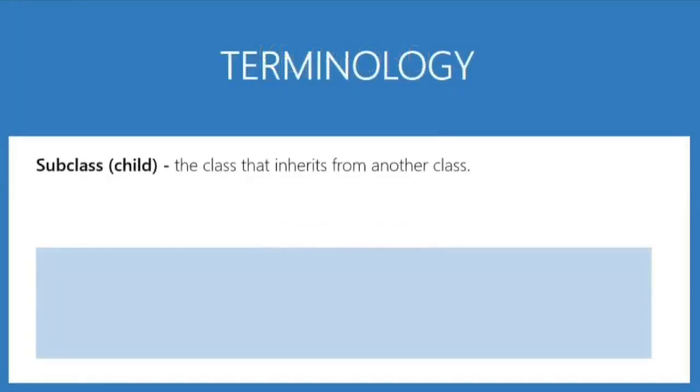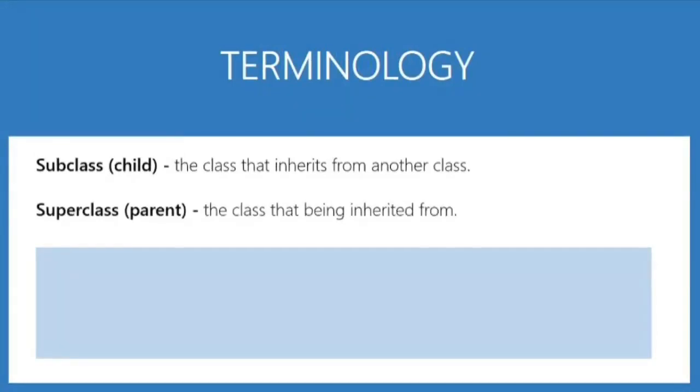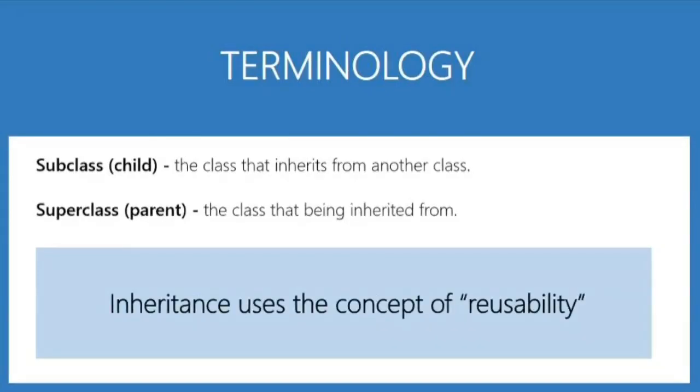In Java inheritance, we use the terminology subclass or child class, the class that inherits from another class. The second one is the superclass or parent class. It is the class that is being inherited from. Java inheritance uses the concept of reusability. The concept of reusability is that it facilitates us to reuse the fields and methods of the existing class, because when you create a new class, you can use the same fields and methods that are already defined in the previous class.